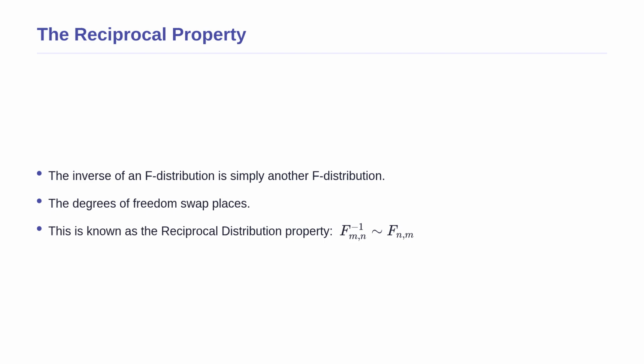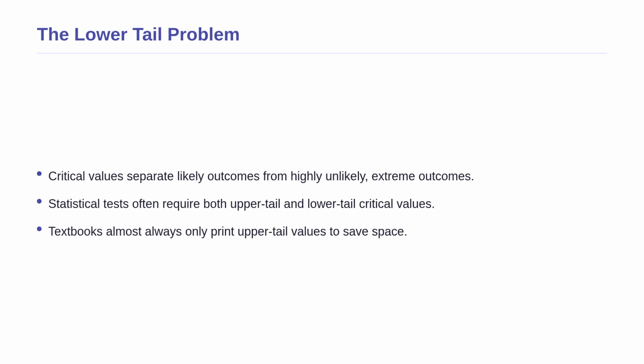This mathematical symmetry is known as the reciprocal distribution property. It is incredibly useful because it allows us to convert complex statistical tests into simpler ones just by flipping a fraction. You do not need to learn a whole new probability shape. You just reuse the one you already know. Now that we understand the reciprocal property, let us look at a practical problem it solves.